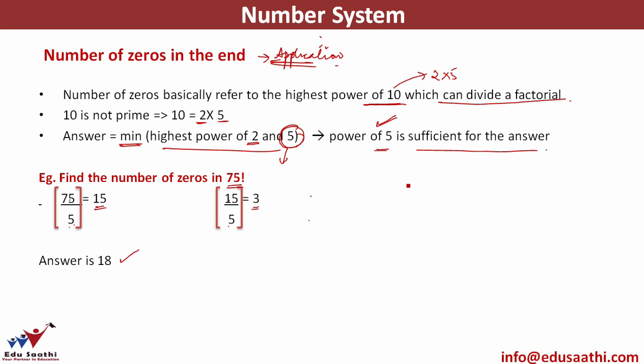If you are looking at 2, basically you are wasting your time, because if you look at 2 only, 75 only divided with 2, you will get an answer which is much more than 18 itself in the first step. So omit these redundant steps, only look at the 5 value to get your answer for number of zeros in the end.